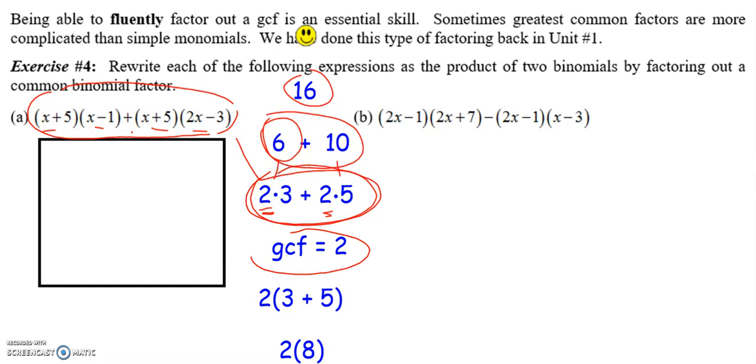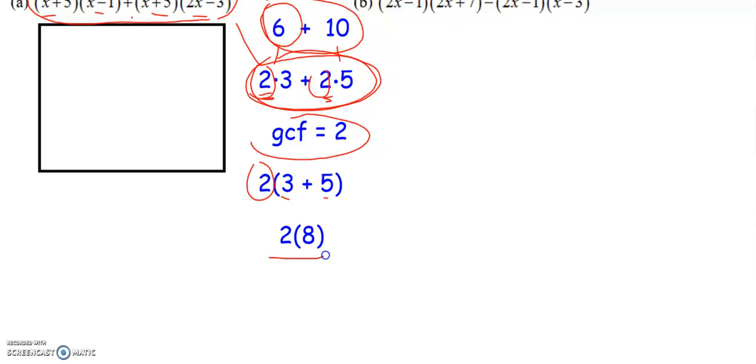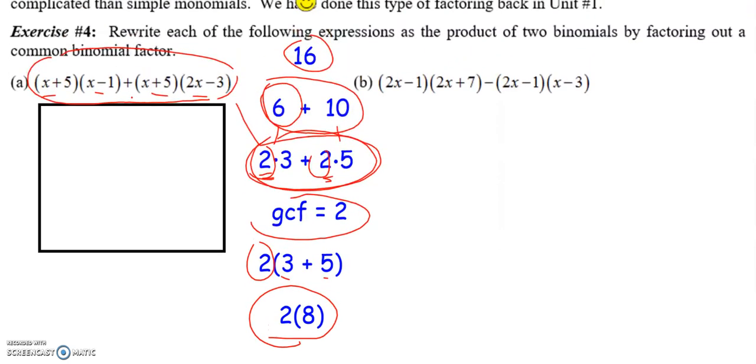So therefore I could take the 2's out, bring it out front, and I'm left with the 3 plus 5. Then I could add 3 and 5 and get 8, and we know that 2 times 8 gets back to that 16. Well, we're going to do pretty much the exact same thing with this big polynomial. So hopefully you see that in this polynomial, the x plus 5 is being multiplied by both these terms, so it is a common factor of this big expression.